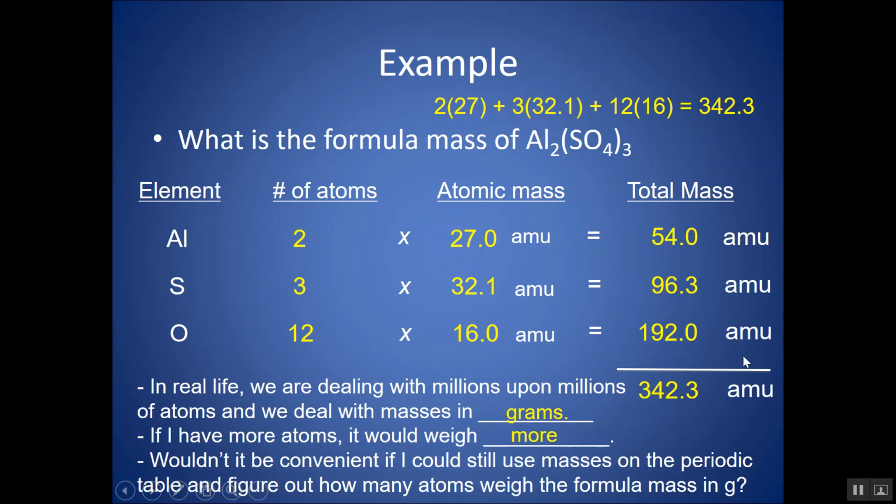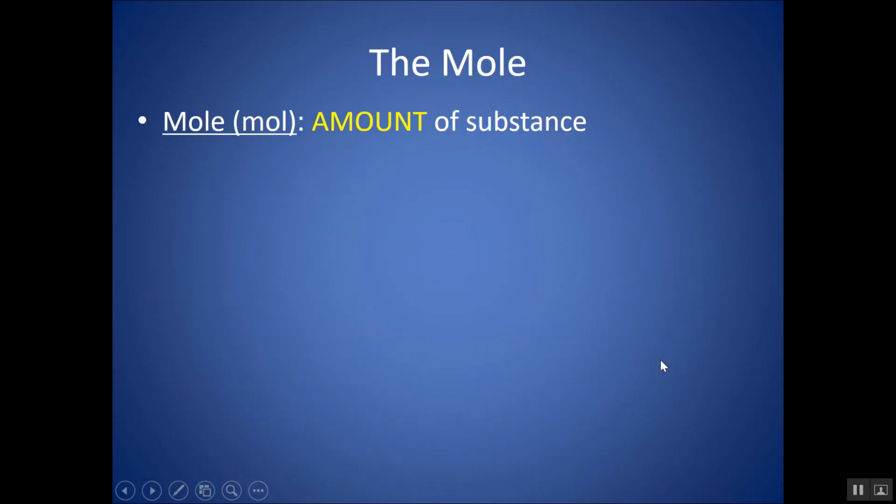So it would be convenient, though, if I could still use the masses on the periodic table, those atomic masses, and I could still add them up in such a way to get the formula mass of this particular compound, but rather than being in AMU, if I could be in a more workable unit like grams. So what they did is they came up with this unit called the mole, and we write mol for short. I know it's so much shorter, just getting rid of that E.